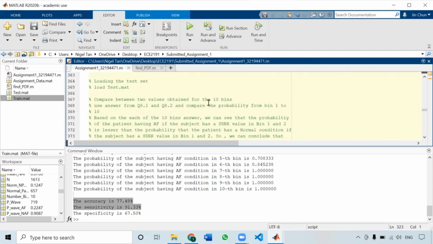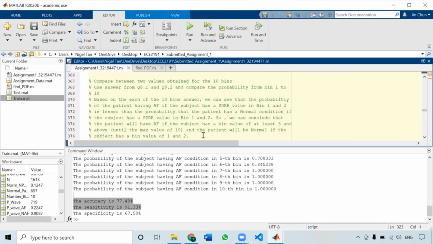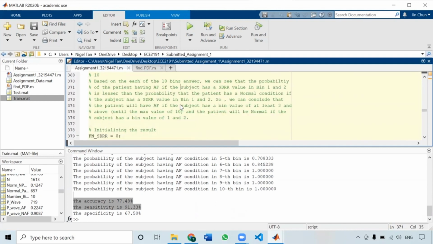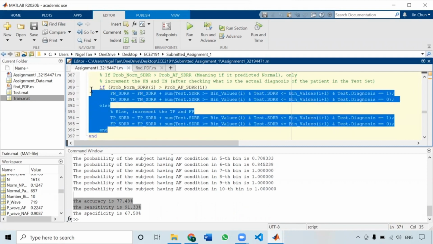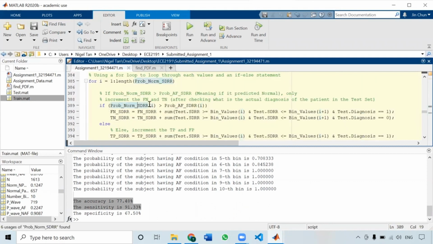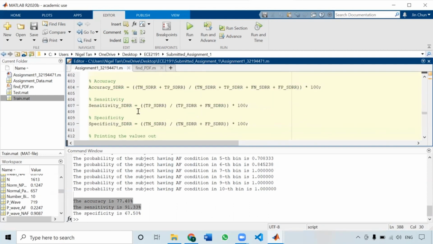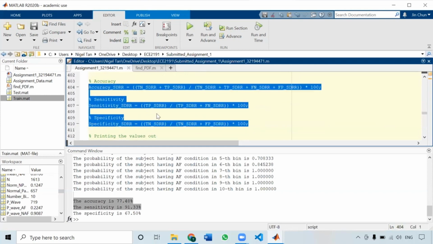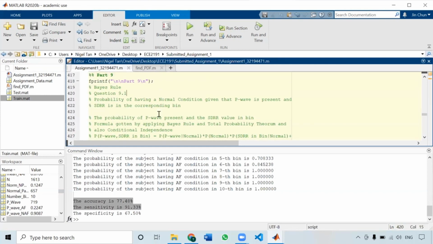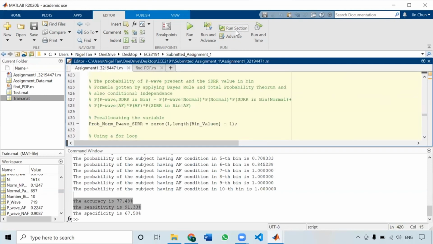To find accuracy, specificity and sensitivity, here's the conclusion that I've made. From here, I just compare the two values between 8.1 and 8.2 in order to calculate FN, TN, true positive and false positive. From here, I just use the old formula from question 7.